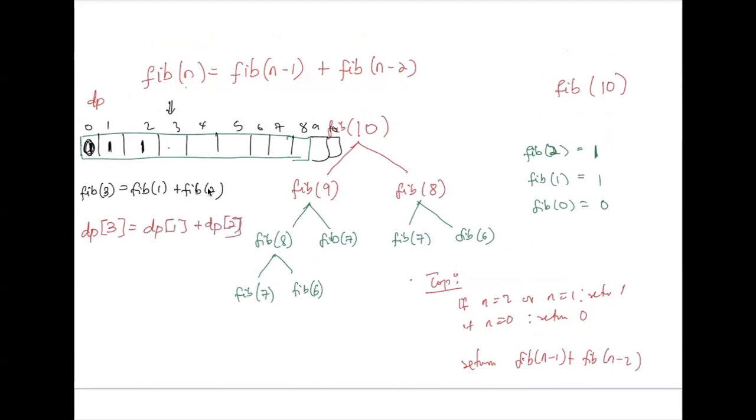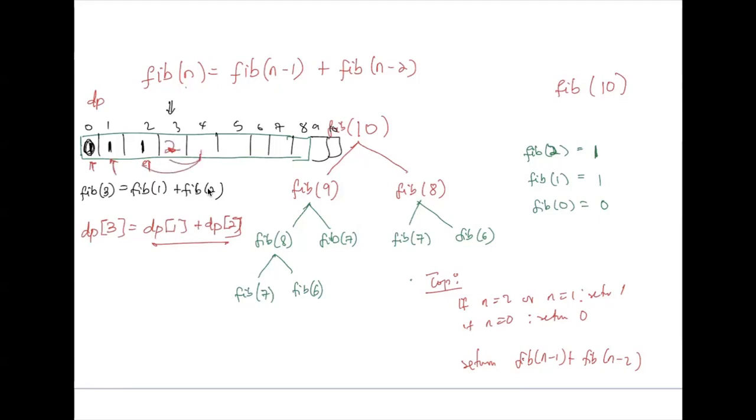Before you got here, you had already filled in your table with these things. So this is a constant time operation. All you need to do when you get here is take the two values at the back, add them, and put them in. So here we can simply do 1 plus 1 is 2. We get here and do the same thing.